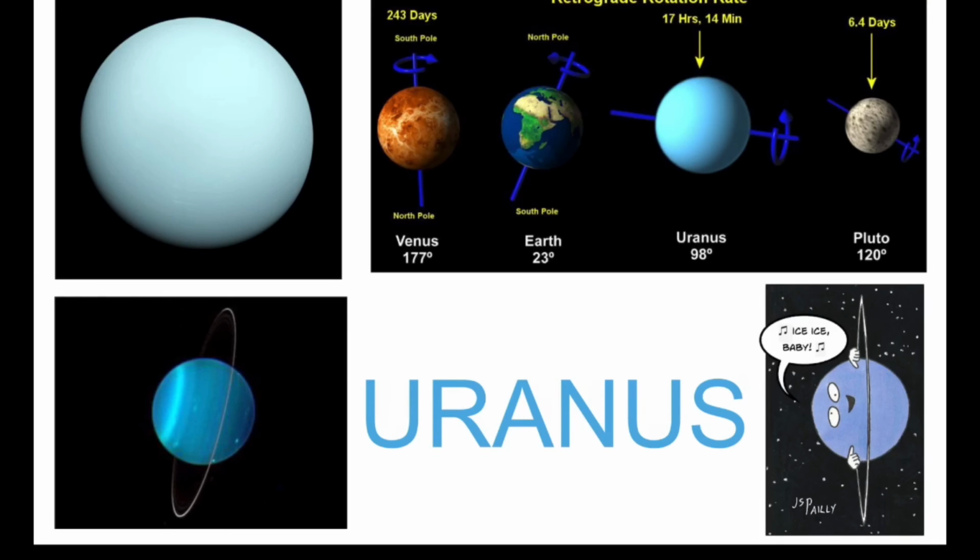Uranus has a unique rotation. While most planets have a horizontal rotation to an acute angle like Earth, as you can see here, the tilt angle on Earth is 23 degrees, but it relatively rotates horizontally. Uranus, on the other hand, has a 98-degree tilt. This causes Uranus to rotate vertically.